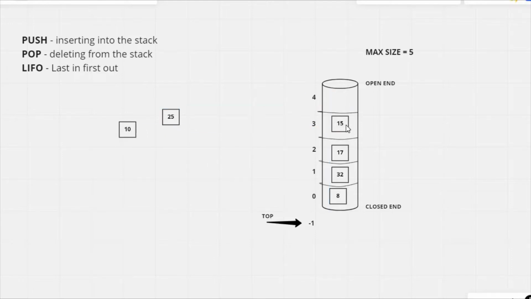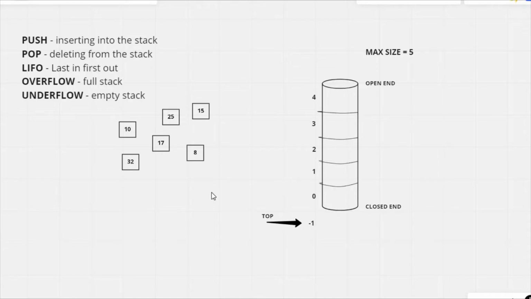Similarly, we have one more case called underflow. I am popping all these elements out of the stack. Now if I perform any more pop operations, I won't be able to retrieve any other elements from the stack. And this condition is called underflow. So overflow and underflow. Overflow is when your stack is completely full, and underflow is when your stack is completely empty. This is the overall functioning of the stack.